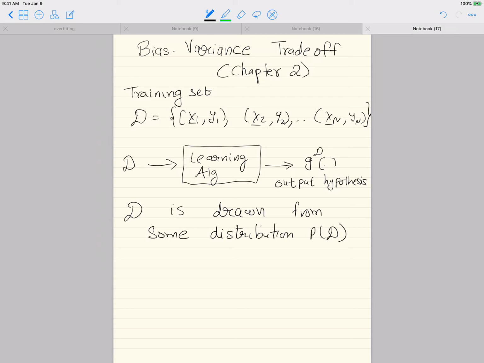So D is random. Once we feed D into our learning algorithm, we get an output hypothesis G, which is also random because D is random. And this denotes the dependence of the output hypothesis on the training set. So that's the notation we want to use right now. Now, what we will do is we will define a new concept called average hypothesis.